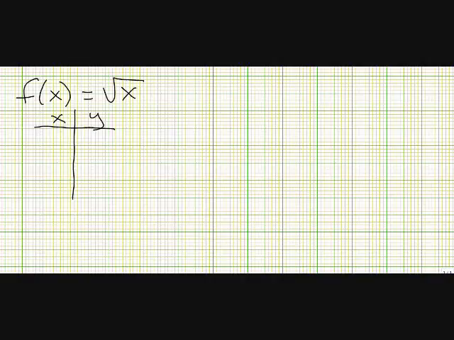I have to remember that in the real number system, on the real xy plane, I don't want to graph negative square roots. So my domain is x has got to be greater than or equal to 0. So I'll start my little xy chart at 0. Square root of 0 is 0. Square root of 1 is 1. Square root of 2 is approximately 1.41.